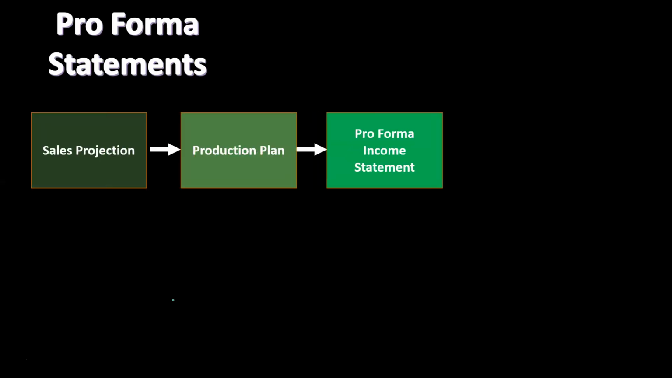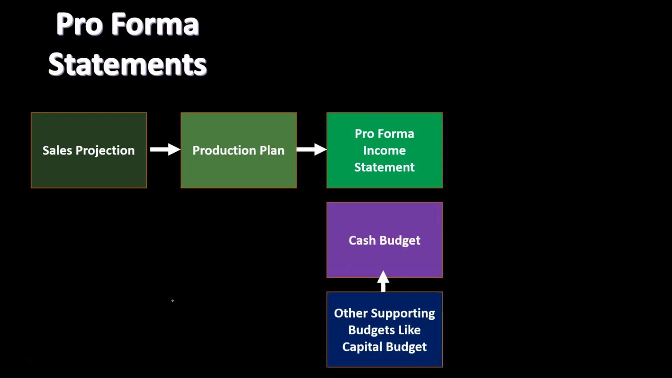So we can then think about the production plan if we manufacture inventory, or we think about the purchasing plan if we purchase and sell inventory. Then we can think about the pro forma income statement. Now the pro forma income statement is going to be on an accrual basis, but we also want to be considering the cash budget. So obviously once we start to construct the income statement on an accrual basis, we can also think about what the cash flows will be.